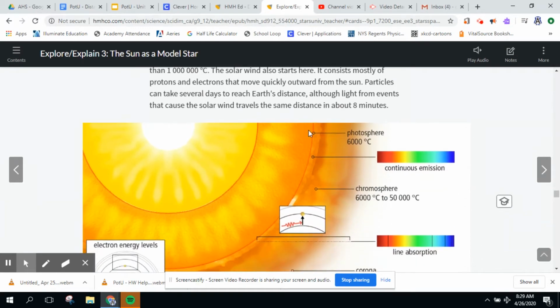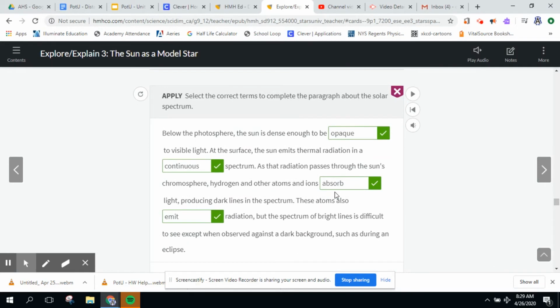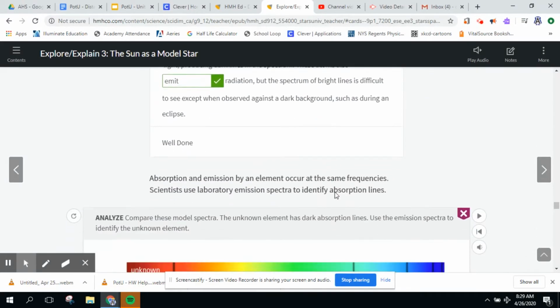And looking at the atmosphere of the sun, you see the photosphere is around 6,000 degrees Celsius, and then you have this jump in temperature in the chromosphere, and then the corona is actually going to be the hottest temperature. Below the photosphere, the sun is dense enough to be opaque, right? You're not going to be able to see through it. And then the sun is going to emit thermal radiation in a continuous spectrum, and as it passes through the chromosphere, the hydrogen and other elements absorb light, and they produce those lines in the spectrum that we see. They also emit radiation that's difficult to see unless it's against a dark background, such as during an eclipse.